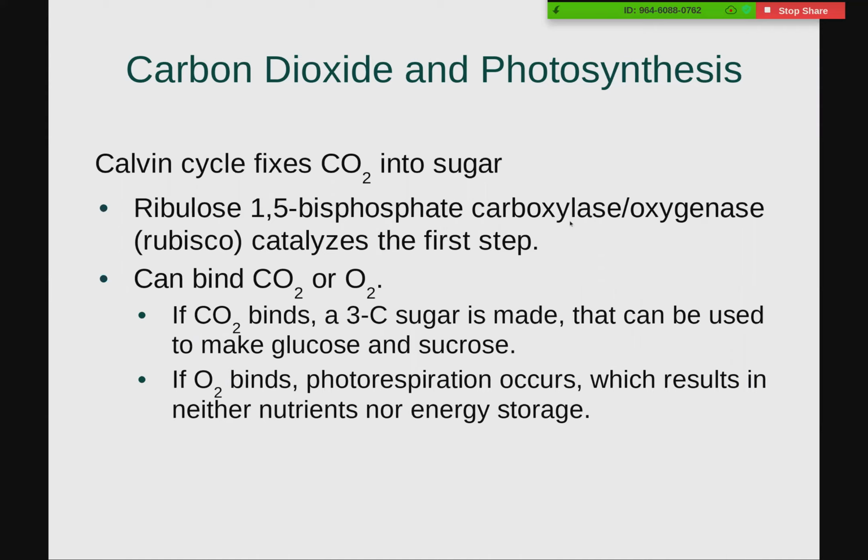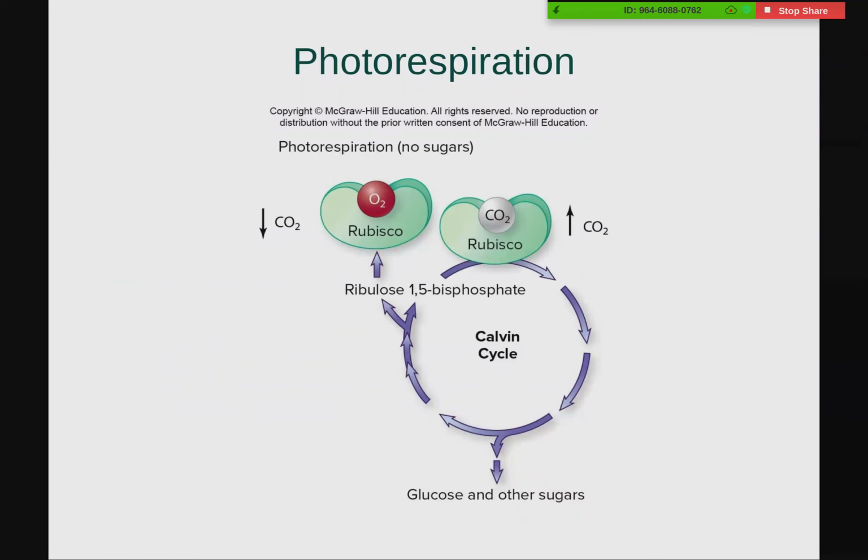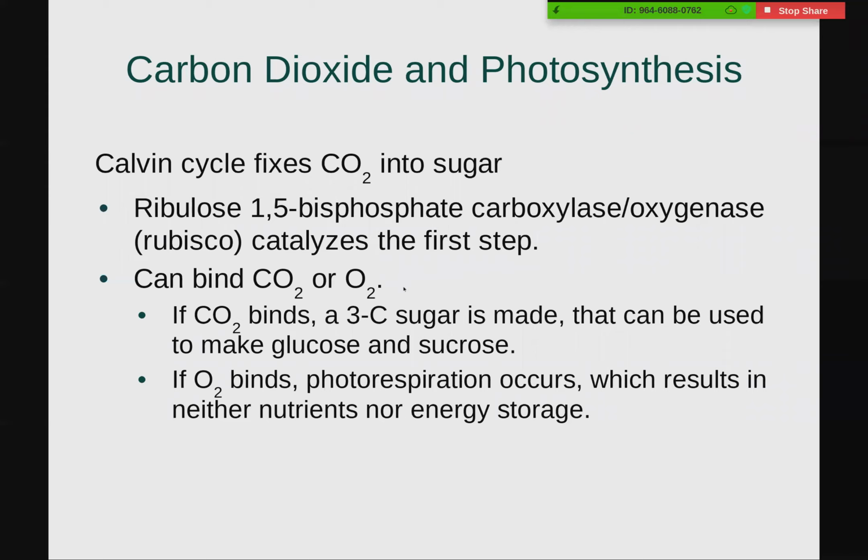Now, what's interesting about this, it can actually bind to carbon dioxide or oxygen. So if CO2 binds to Rubisco, a 3-carbon sugar is made that can then be used to make glucose and sucrose. If oxygen binds, photorespiration occurs, which results in neither nutrients nor energy storage. So too much CO2 typically is a better thing. Too little CO2, not enough of a good thing. But this is what photorespiration looks like.